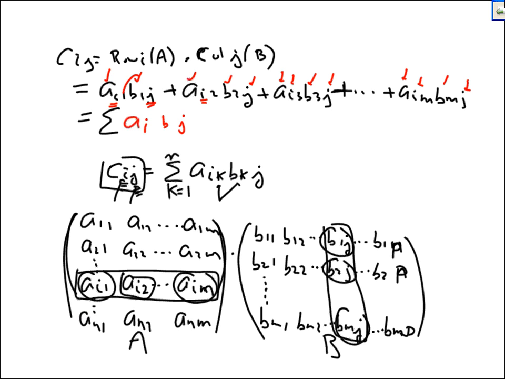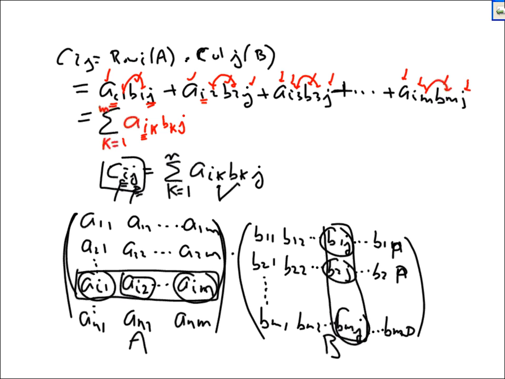Well, first you have ones, and then you have twos in those locations, and then you have 3 in those locations, and then you have M in those locations. Well, normally I would sum over I, but I already have I. So let's call it K. Let's call these Ks. And K goes from 1 to M.